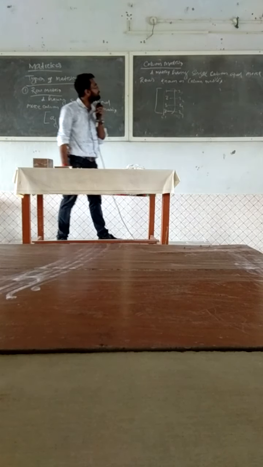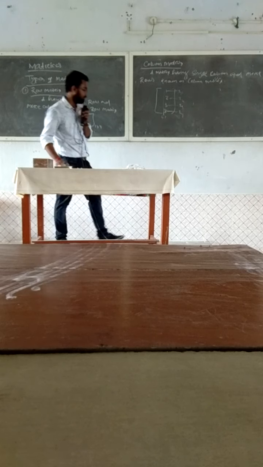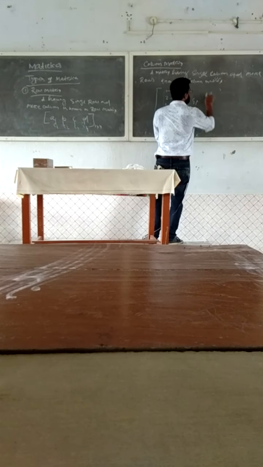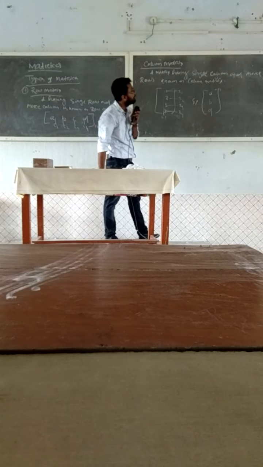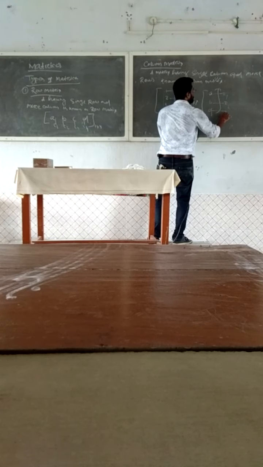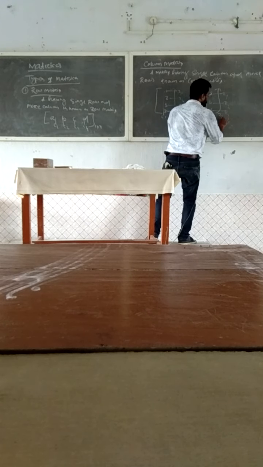Matrix having 1 column but more rows, like 1, 2, 3, 4. Another example is A, B, D. This is an example of a column matrix, where A is the first row, B the second row, D the third row. This is column 1. The order of this matrix is 3 by 1.